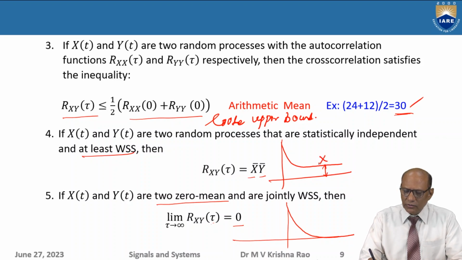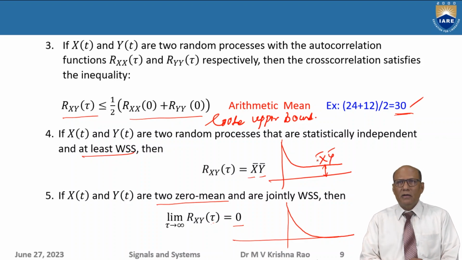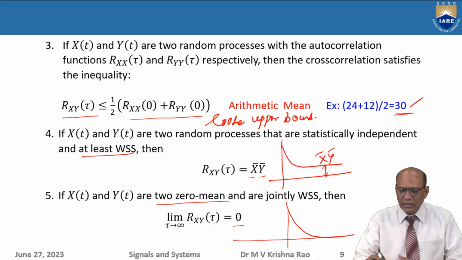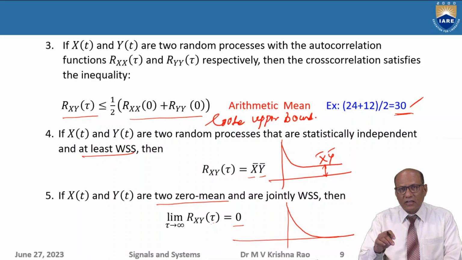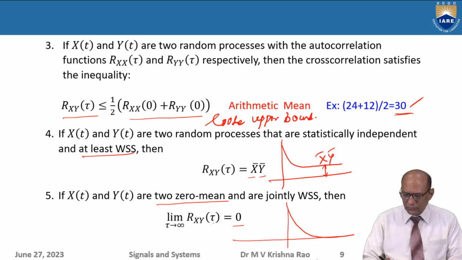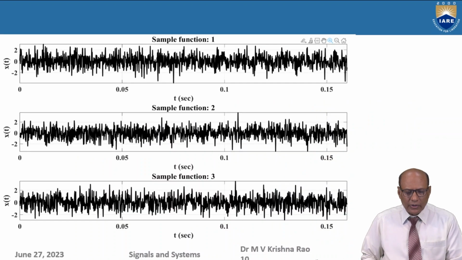So what is this value? X bar multiplied by y bar, the product of the two means. So asymptotically it reaches a constant value. In this case, that constant value is zero. That is what you have for both the fourth and fifth points.